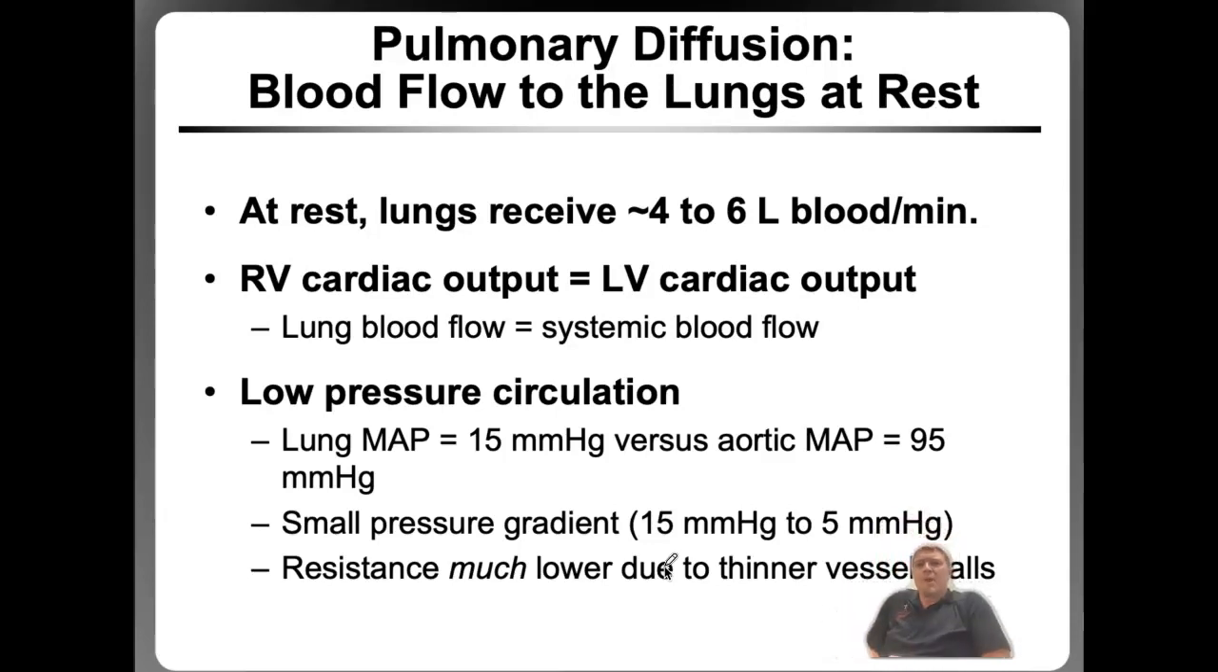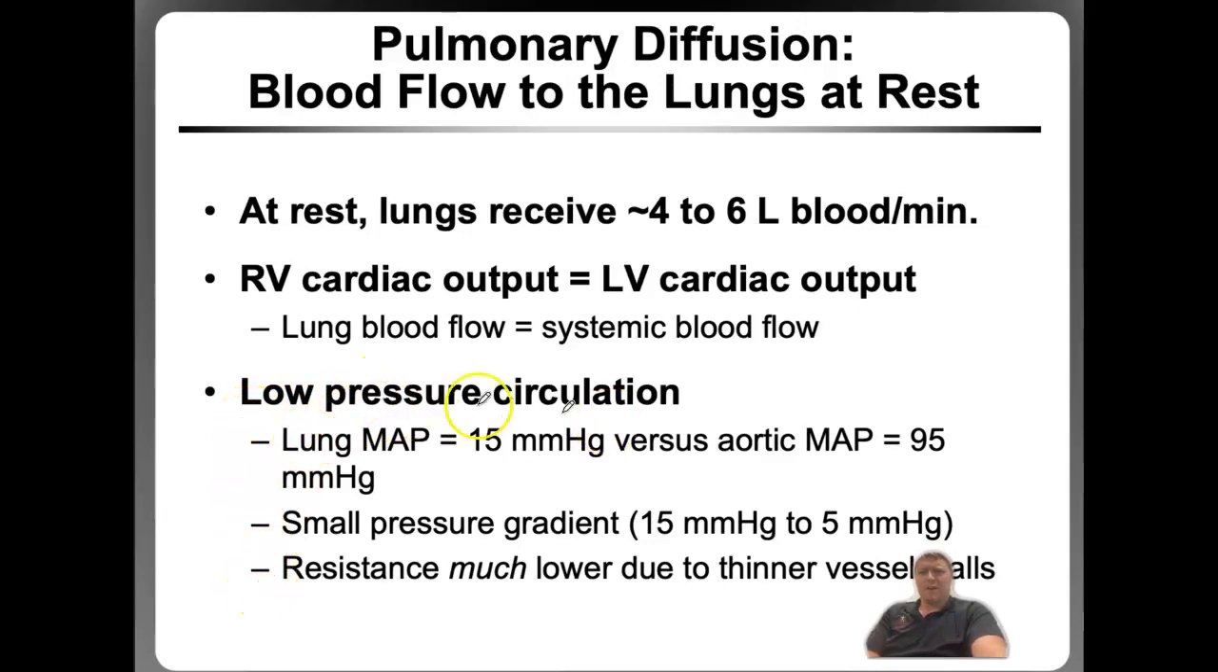Some numbers here. So at rest, the lungs receive 4 to 6 liters of blood, and that's what we figured out yesterday. There's about 5 liters of blood in a human body. Resting, the right ventricular output, left ventricular is your cardiac output. So your lung blood flow equals your system blood flow. So that's a little bit from yesterday.